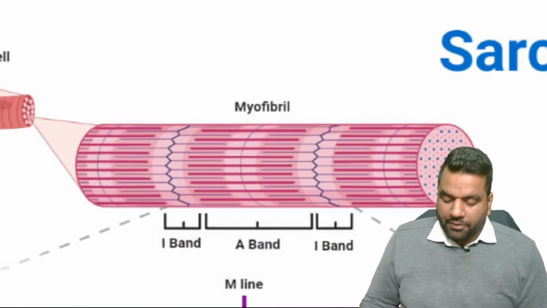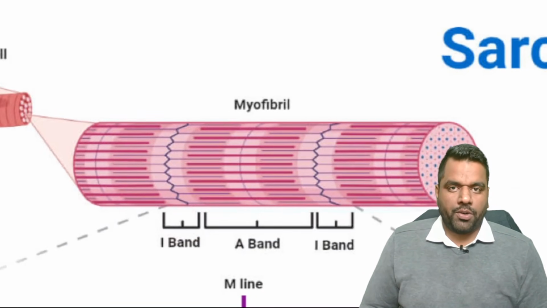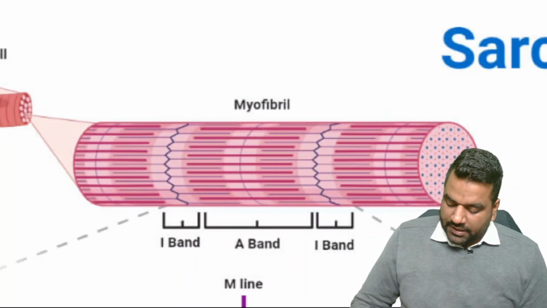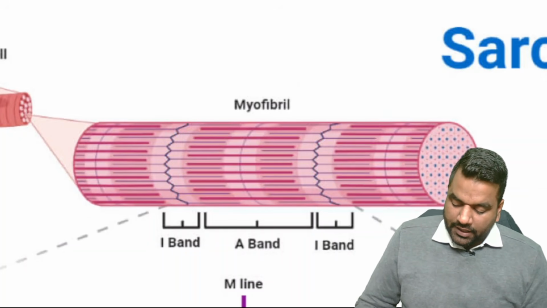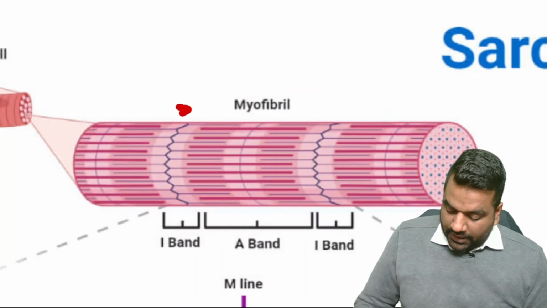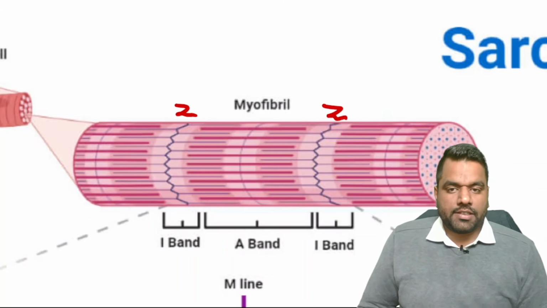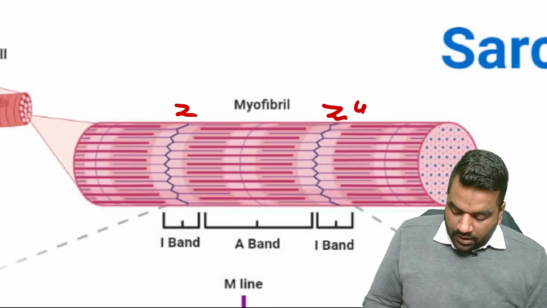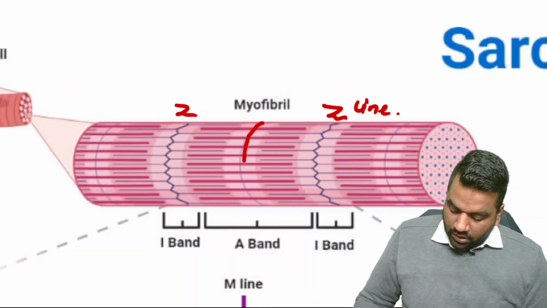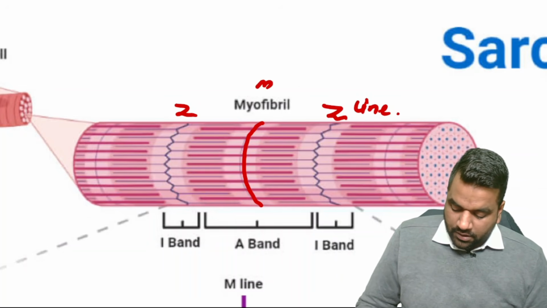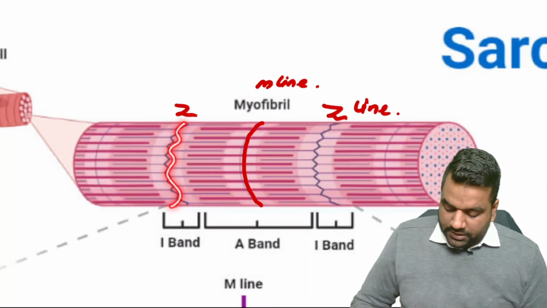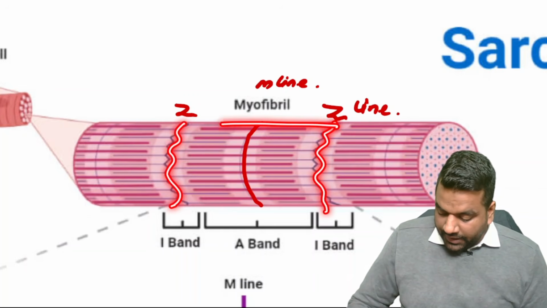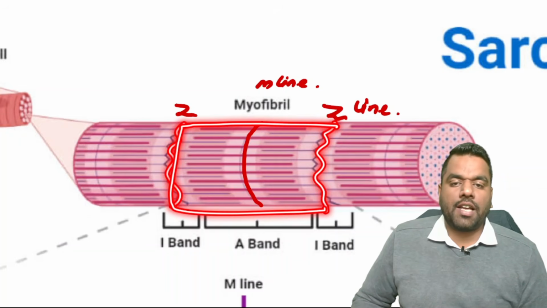In this myofibril, if you take a closer, more zoomed look, you can see some lines over here. These are the Z lines. One Z line on this side, another Z line on this side. In between, there is another line we call the M line. This complete area from one Z line to the other Z line, which you are seeing over here, we call the sarcomere.